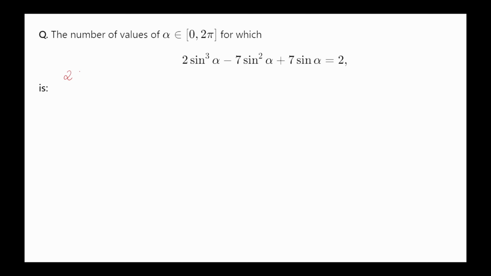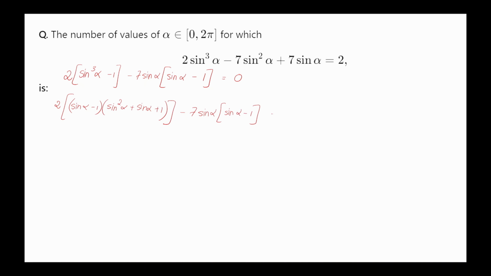So basically I am writing this down as 2 sine cube alpha minus 1. I'm taking minus 7 sine alpha common. So here I would have sine alpha minus 1 equals 0. Now let me try to convert this sine cube alpha minus 1 into sine alpha minus 1. So this would become 2 times sine alpha minus 1, multiplied by sine square alpha plus sine alpha plus 1, minus 7 sine alpha minus 1 equals 0.